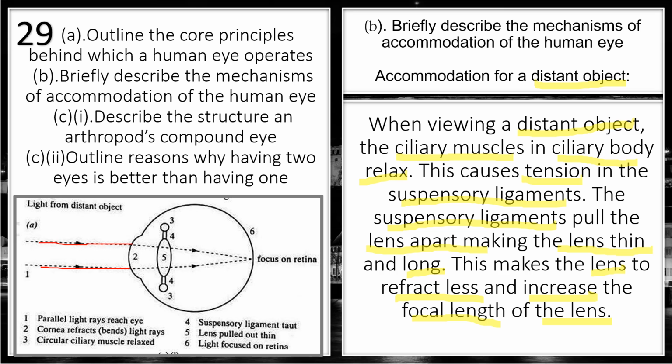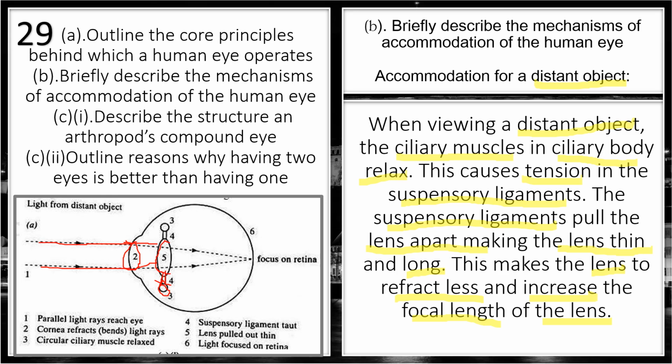Now when they reach the eye parallel, the cornea here is going to refract them, bend them a little bit towards the lens. Now the circular muscles are going to relax. When they relax, the suspensory ligaments become taut. And when they become taut, they are going to pull the lens.